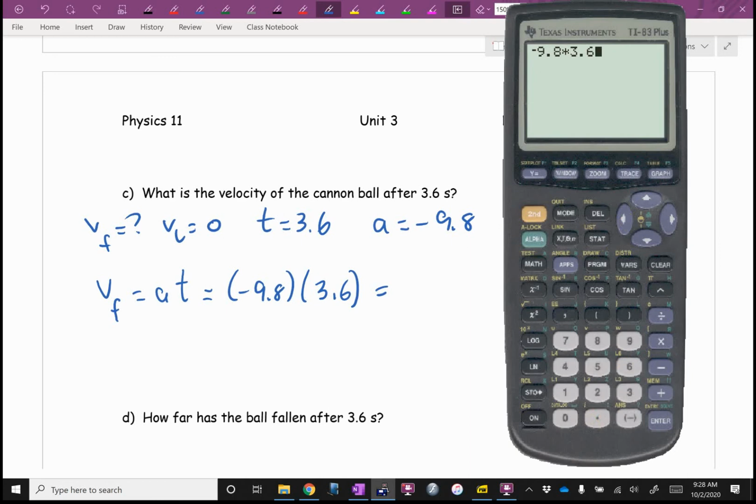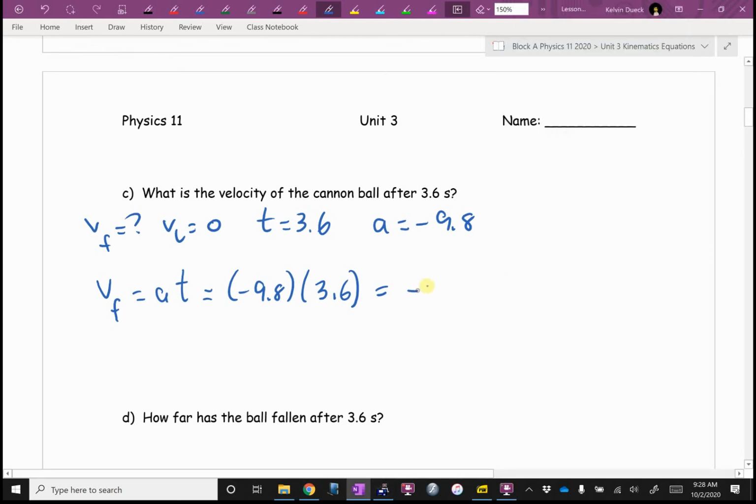Peniel, what'd you get? No, it can't get 35. Isn't it negative? It has to be negative, does it not? Oh! That's a silly mistake. That's throwing away marks. I can tell you right now, it's got to be negative. You get negative 35.28. And that's meters per second.